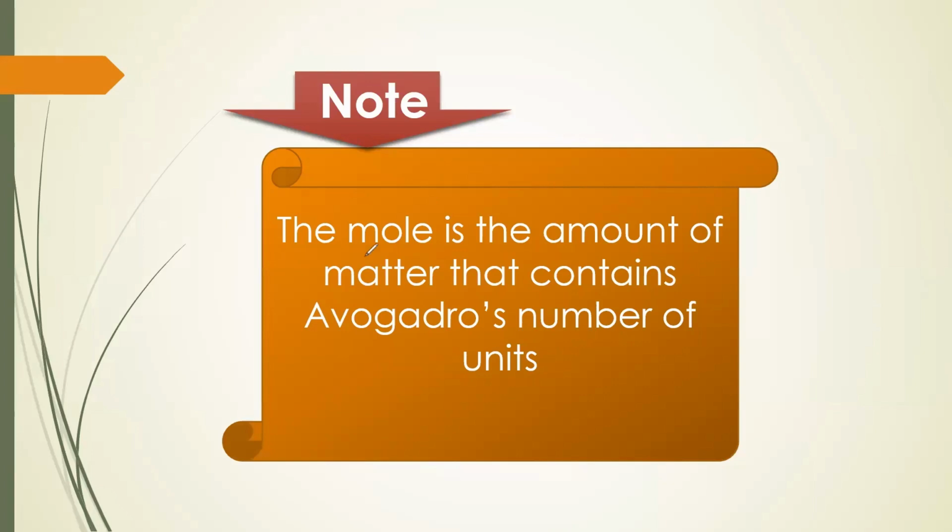In other words, we can say that the mole is the amount of matter that contains Avogadro's number. So every 1 mole contains Avogadro's number of units. This unit can be atoms, molecules, formula units, or ions.